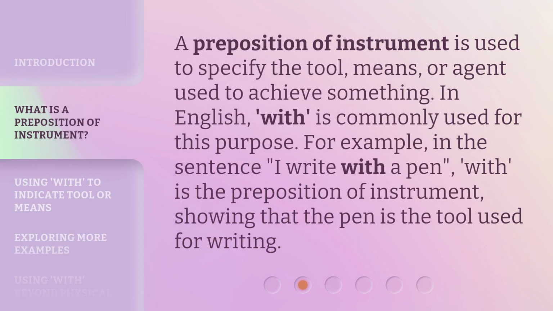A preposition of instrument is used to specify the tool, means, or agent used to achieve something. In English, with is commonly used for this purpose. For example, in the sentence, I write with a pen, with is the preposition of instrument, showing that the pen is the tool used for writing.